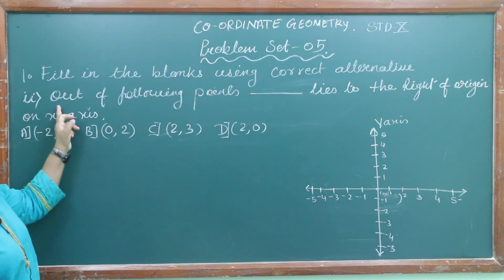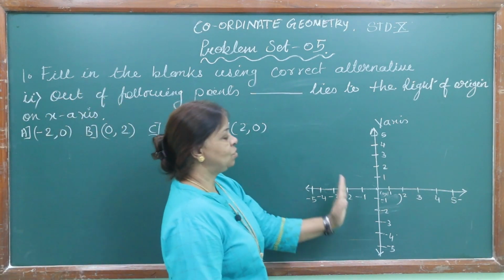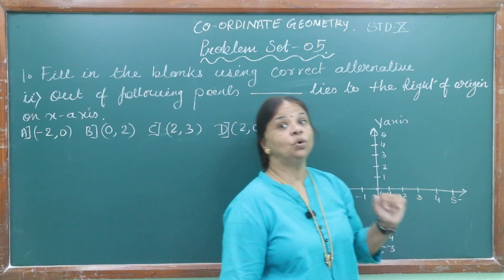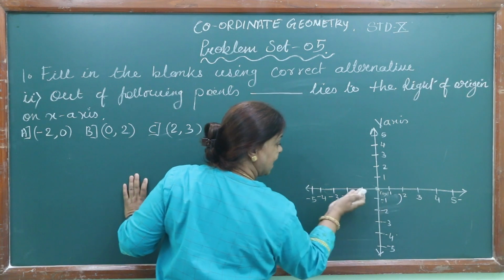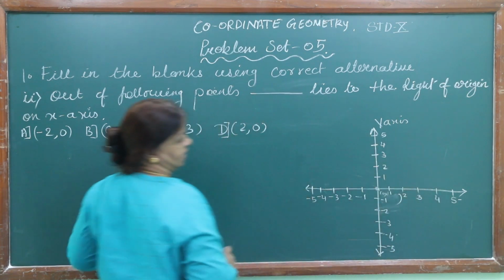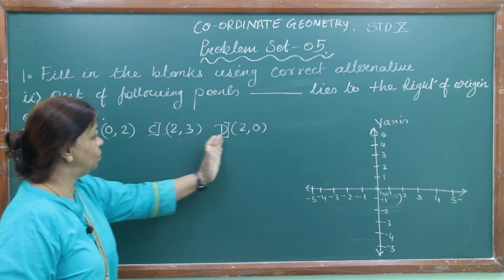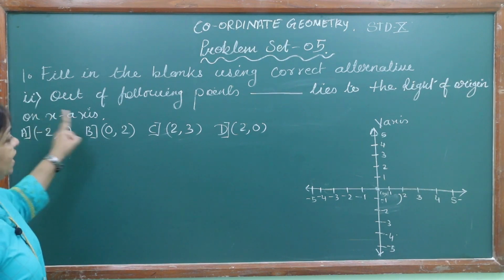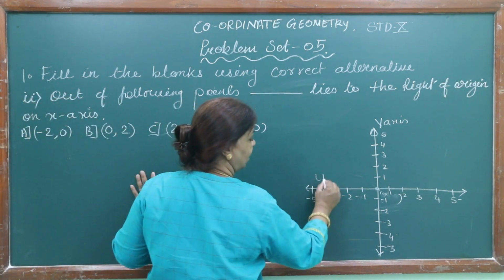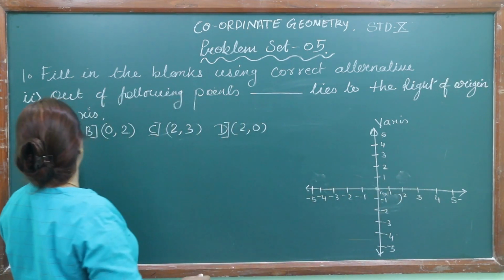Sub question 2 of fill in the blank from the problem set. What does the question say? Out of the following points which are given, one of the points lies to the right of the origin. This is the origin. Right of the origin means on the x-axis, and it is mentioned on the x-axis. So we have to first plot all the points and then find out which point is lying on the right side of the x-axis. This is the left side of the x-axis. This is the right side of the x-axis. Let us see which one lies there.